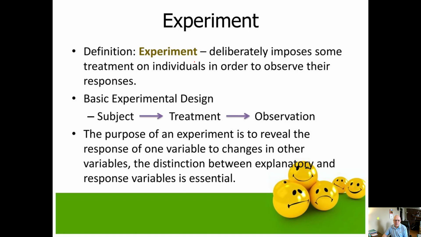So here's a little bit of a picture. I've got lots of extra pictures from the originals. So hopefully this helps a little bit. The experiment imposes some treatment on individuals. It doesn't have to be people, remember. It could be objects of some kind. So you have a subject, you perform a treatment on them, and then see what happens.